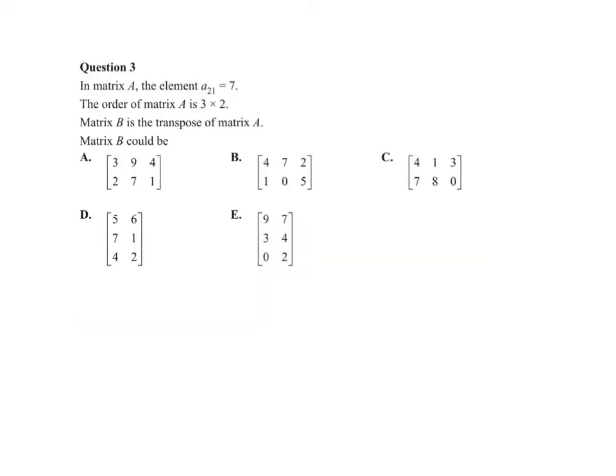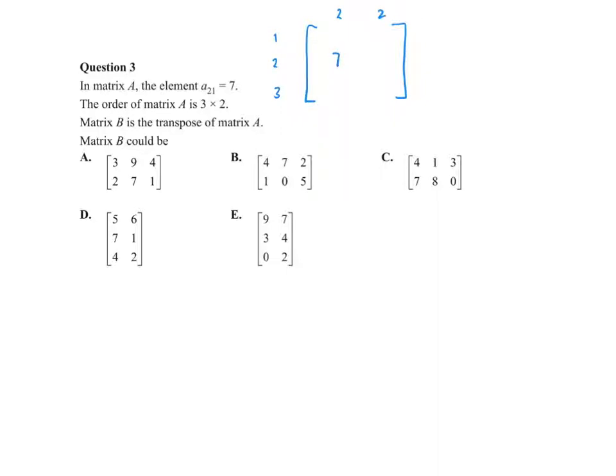In matrix A, element 2, 1 is 7. The order of matrix is a 3 by 2. So you can start popping it up if you think about it. So it's a 3 by 2, so you're going to have 1, 2, 3 rows and 2 columns. And they said that element A, 2, 1, so that means row 2, column 1 is a 7.